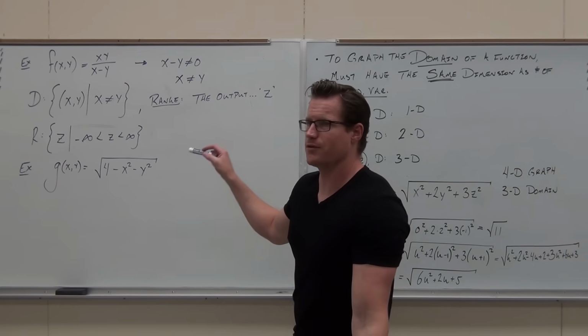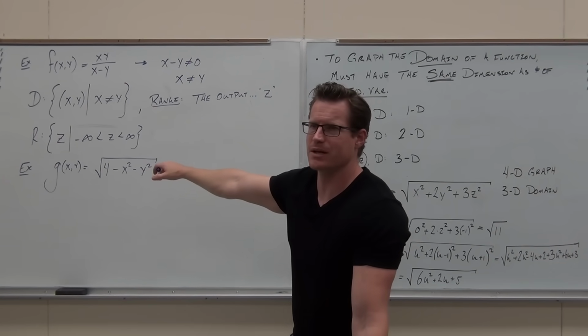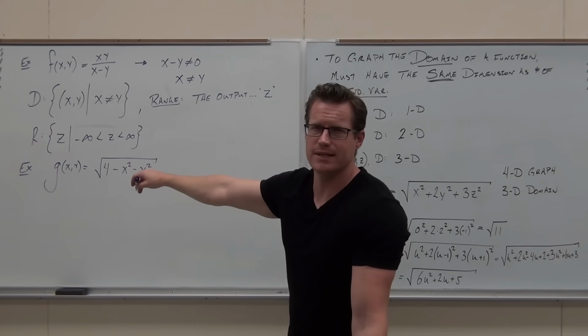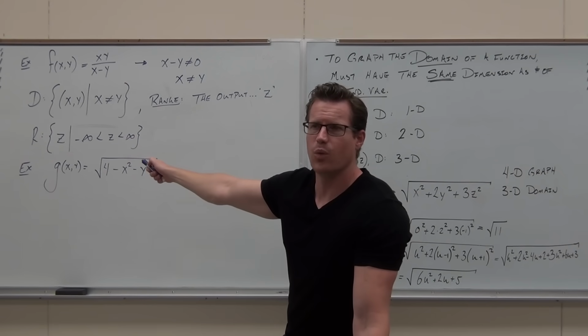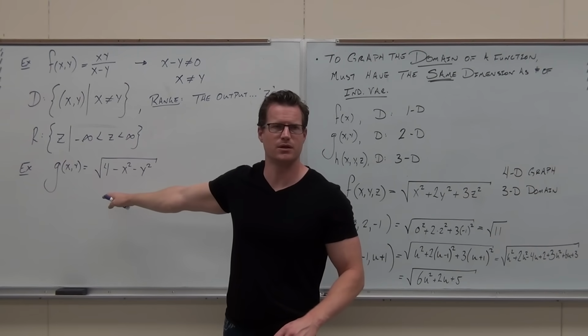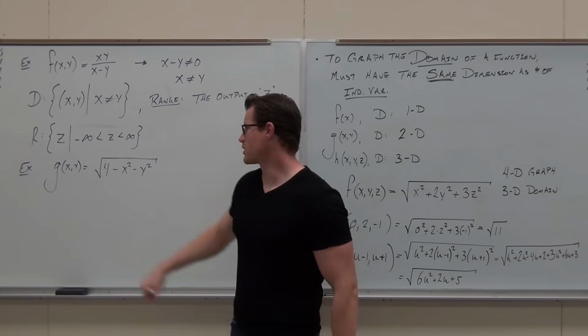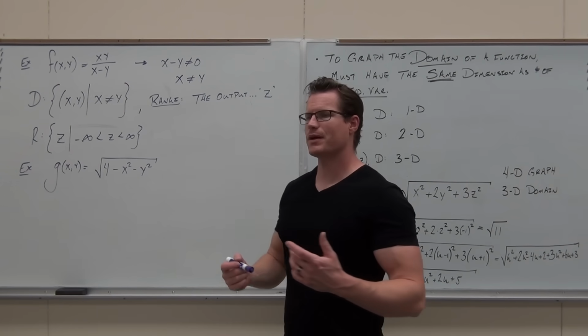So when we look at this, first thing, everybody, how many independent variables do we have? How many dependent variables do we have? What would you call that dependent variable? In what dimension would you graph the surface here? 1, 2, or 3? 3. In what dimension would you graph the domain? 2. Perfect. So let's talk about the domain.